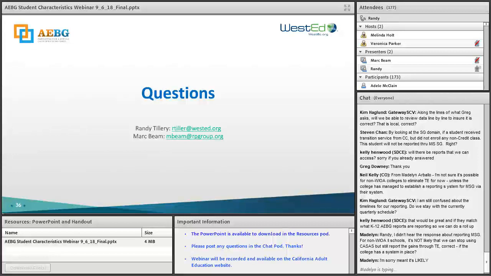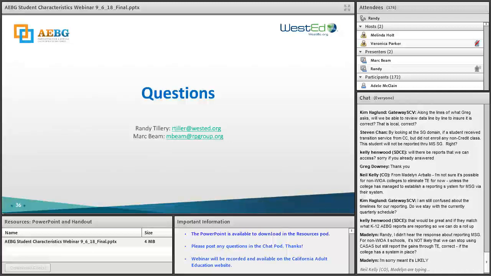Looking at Madeline's last comment. Other questions? I see one question we might have skipped. Someone wants to know, are there any implications that some of these MIS data elements will be missing or incomplete or perhaps invalid for the first semester or two? And would that affect funding in any way, Randy?